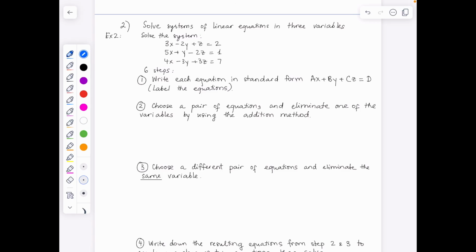In this video, we are going to look at these 6 steps to help us solve this system of linear equations in 3 variables. So here we have a system that comes with 3 equations.